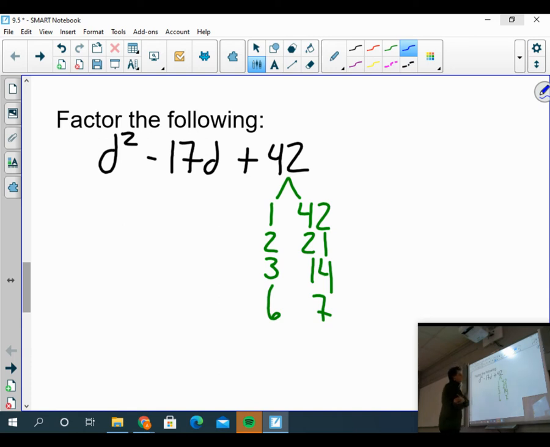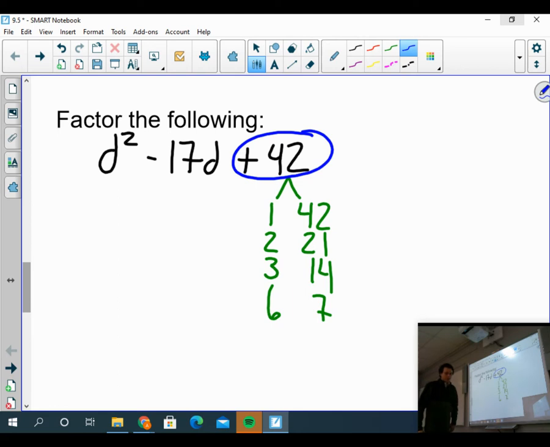Well, the thing is with factors, these factors don't necessarily have to be positive. The one requirement for these factors is that they multiply to give you positive 42, right? Positive 42 because we have the plus sign there.